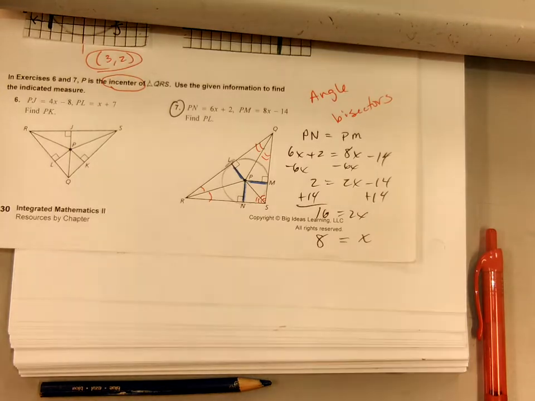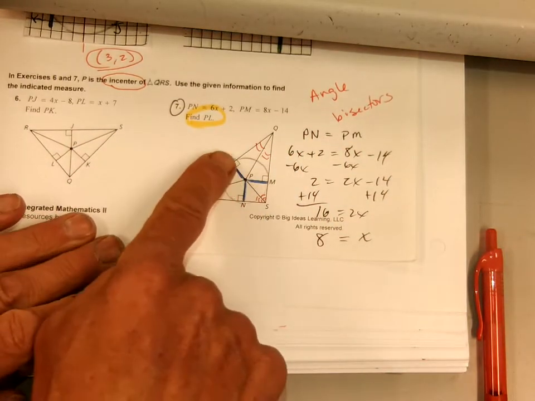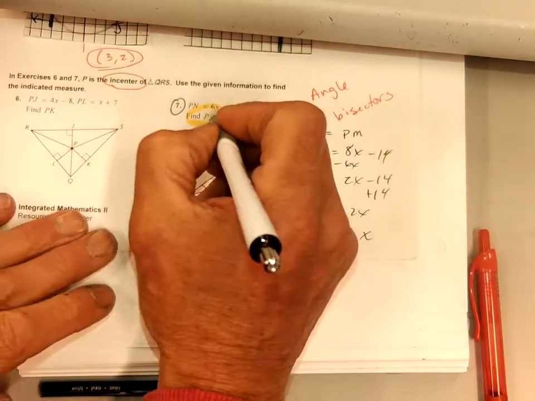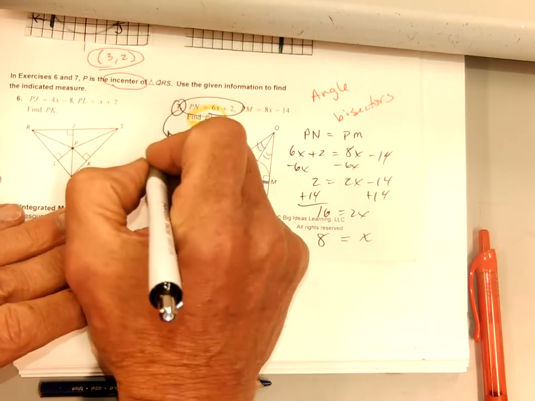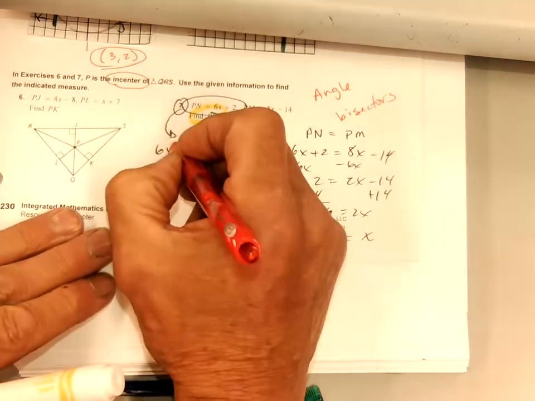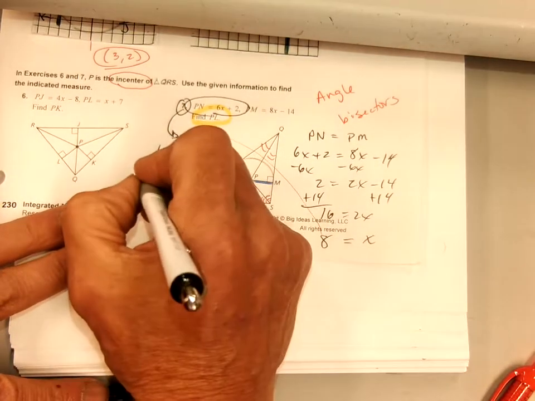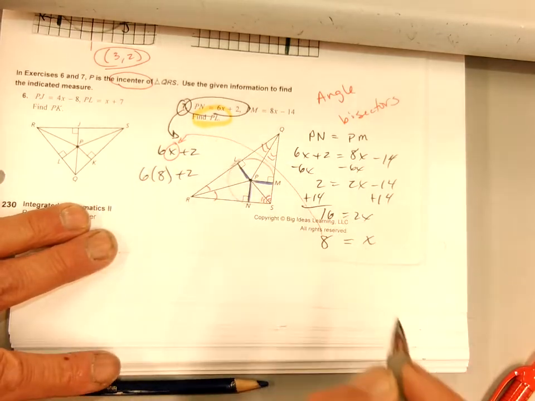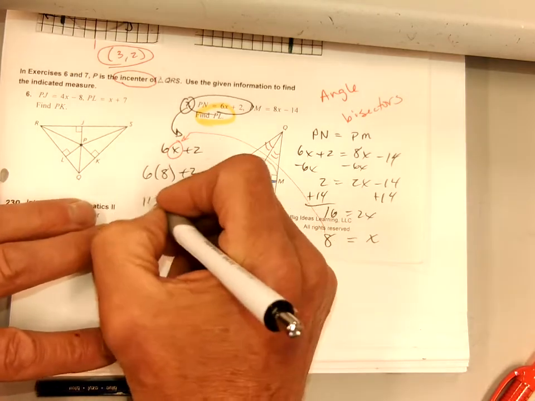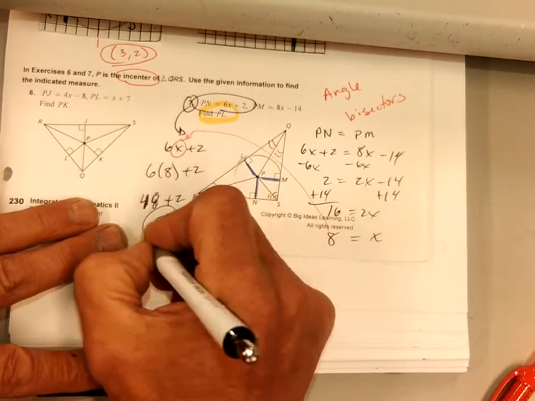Now, that's not the answer. Why is that not the answer? Because we're not trying to find x, we're trying to find PL. PL, well, PL is this length. But PL is equal to either one of these, right? So what I'm going to do is take my 6x plus 2, because that's equal to PL, and plug in 8. So take my x is equal to 8, plug that right in there. And I'll rewrite this as 6 times 8 plus 2, which is 14 plus 2, which is not 14. It's 48. Mr. Davies is tired. Not feeling well. And then 48 plus 2 is 50. There it is.